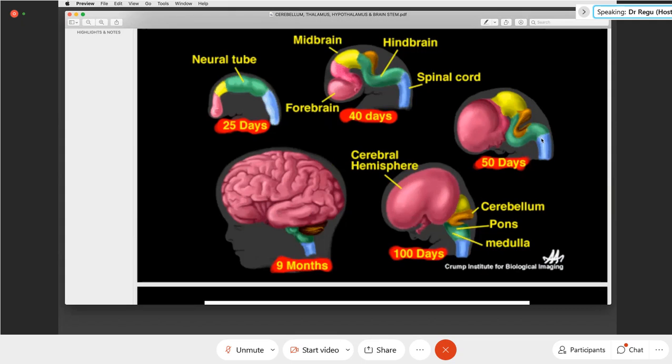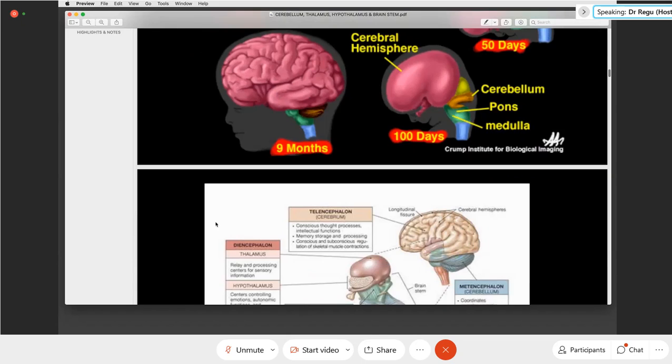All right, the myelencephalon is the medulla oblongata, which continues into the spine. So eventually, at birth, it actually becomes this complicated structure. Do not worry, this is just for understanding.